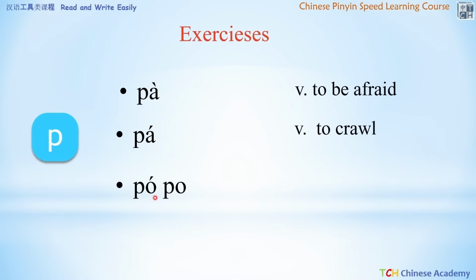And let's try this: po. This time the final is o, and the tone is the second one, going up. And this one has no tone. As I explained, when there is a repetition of the word, the syllable is not stressed. So, po, po. It means mother-in-law.